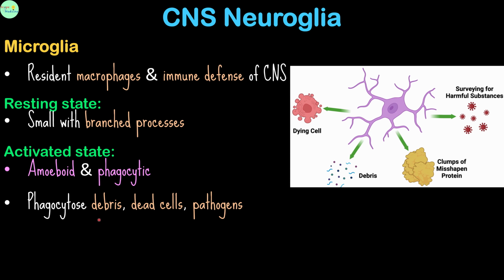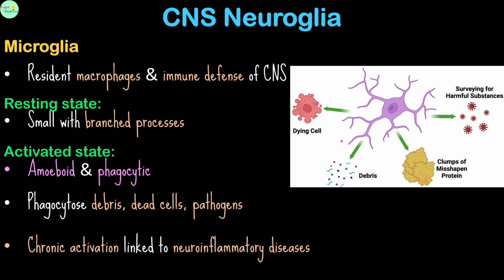They then phagocytose, or engulf, cellular debris, dead neurons, infectious agents, and even prune unnecessary synaptic connections during development. While protective, chronic microglial activation is a key contributor to the harmful neuroinflammation seen in many neurological diseases.